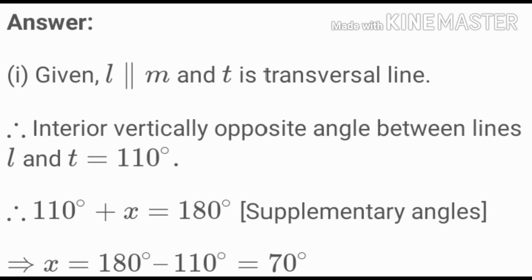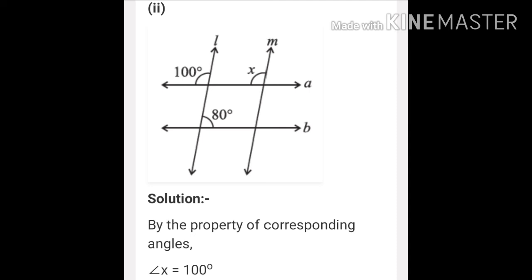L is parallel to M and T is the transversal line. Interior angle between lines L and T is equal to 110 degree. Therefore, 110 degree plus X is equal to 180 degree because they are supplementary angles. The value of X will be 180 minus 110, it will be 70 degree. Now in the second part, the value of X will be 100 as it is a corresponding angle.